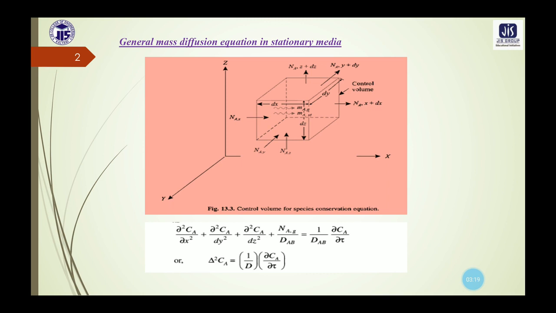If we perform this procedure, then after several steps we get the final form of the mass transfer equation in case of the stationary media. It is del 2 Ca by del x2 plus del 2 Ca by del y2 plus del 2 Ca by del z2 plus N_A-generation by D_AB equals 1 by D_AB del Ca by del tau. It can also be represented as del square Ca plus N_A-generation by D_AB equals 1 by D del Ca by del tau. This is actually analogous to the heat conduction equation.